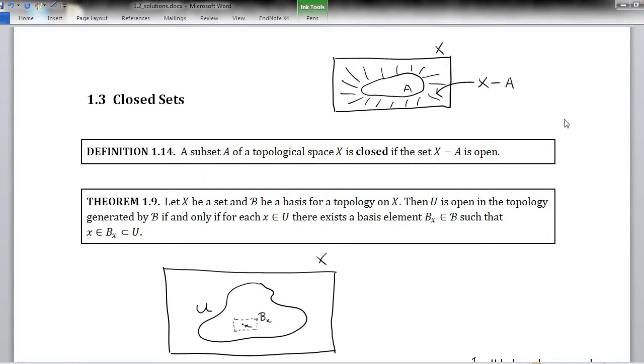Okay? So being closed does not necessarily mean you're not open. You could be both, or you could be neither, or you could be just one or the other. Right? It doesn't mean that. It means that the complement is open.